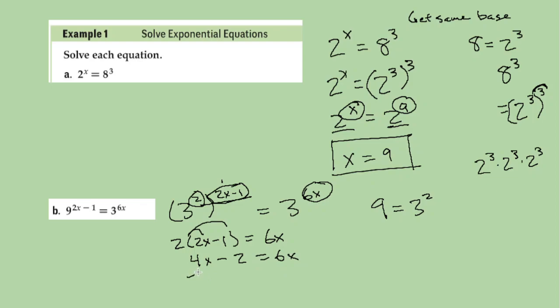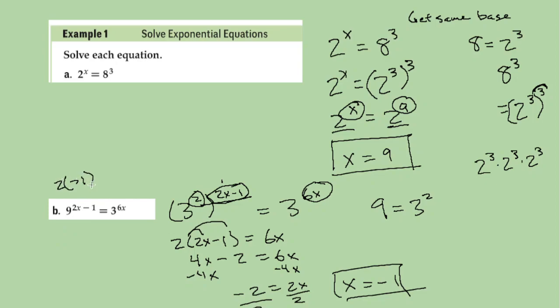We're going to subtract 4x from both sides to get 2x is equal to negative 2. You divide both sides by 2, and you will get x is equal to negative 1. Let's see if it works. So 2 times negative 1 minus 1, well, negative 2 minus 1 equals negative 3.